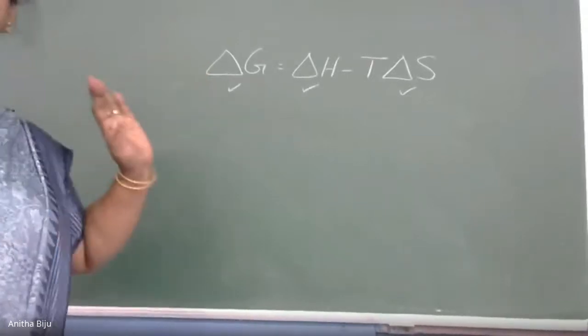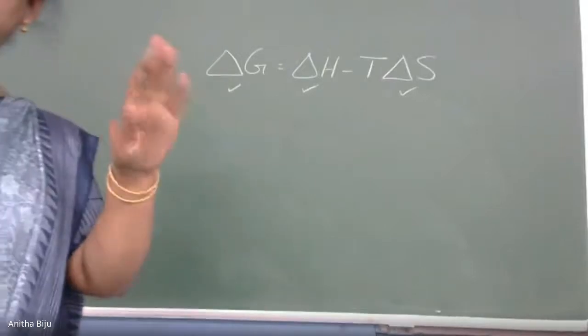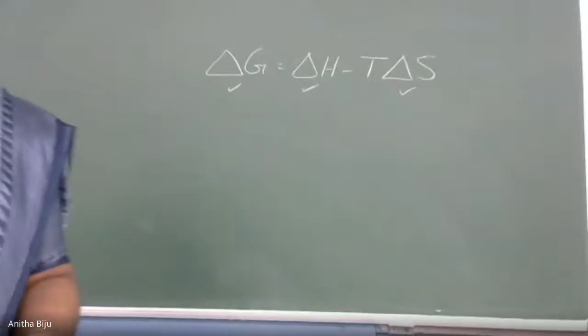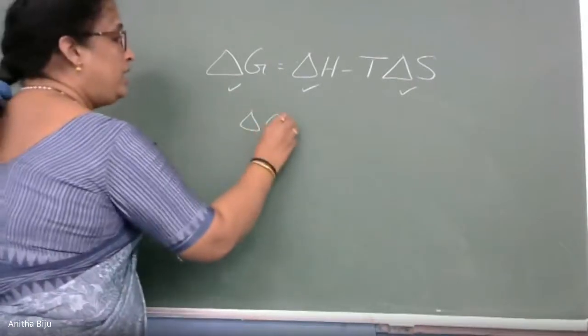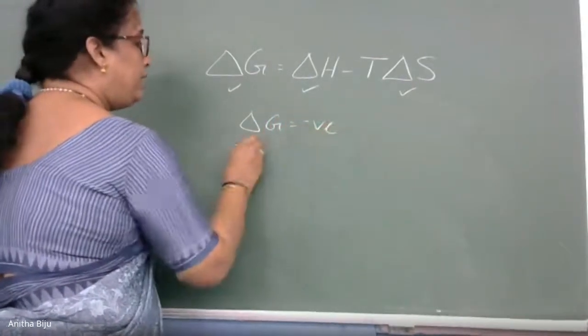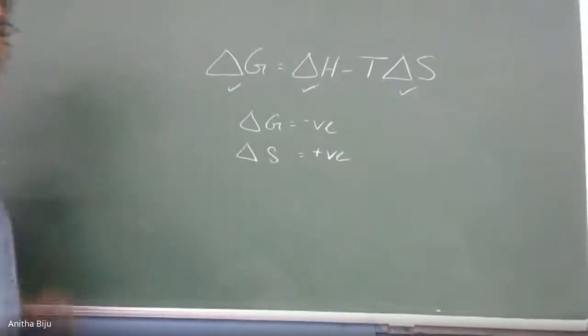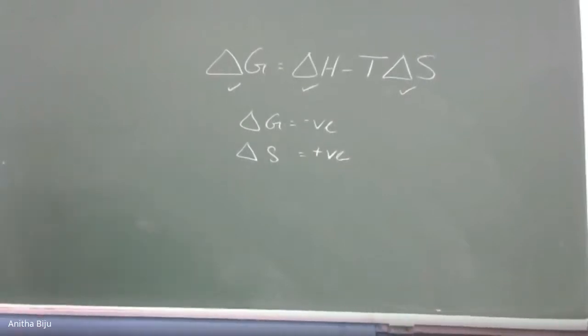Delta G is change in free energy, and reactions are of two types. One is called a spontaneous reaction, other is called a non-spontaneous reaction. For a spontaneous reaction, the conditions are delta G is negative and delta S is positive. These are the two conditions for a spontaneous process. And for non-spontaneous process, it is the reverse. Delta G is positive and delta S is negative.